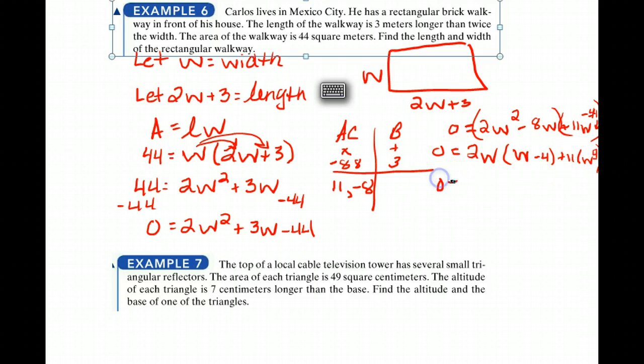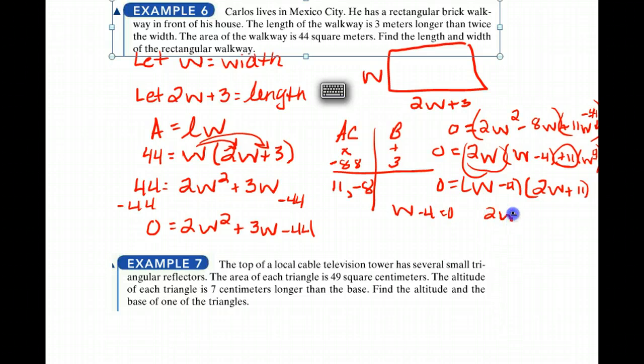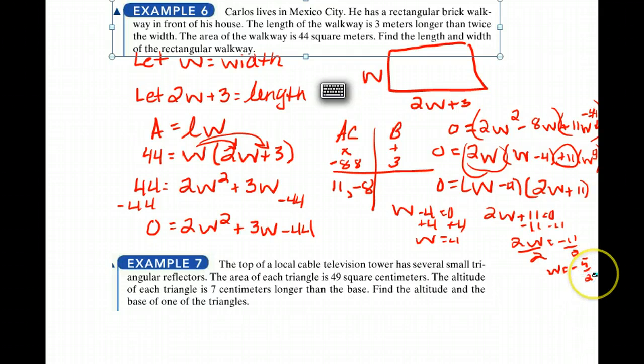My groups were identical, so I'm going to go ahead and pull that group down to the next line and make a new group with what I had left over, which was 2W and positive 11. So my new group is 2W plus 11. We can now use the zero product property to split apart my groups and set each one equal to 0. We can solve. We're going to add 4 to both sides, so W equals 4. We're going to subtract 11. 2W equals negative 11. Divide by 2.